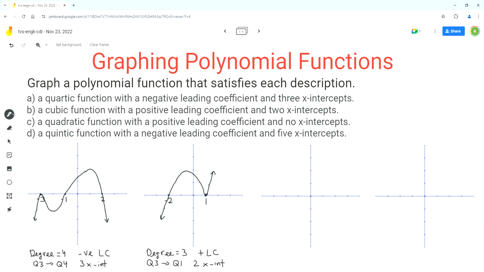Now we can answer part C. A quadratic function with a positive leading coefficient and no x-intercept. A quadratic function has a degree equal to 2. The leading coefficient is positive. That means the end behavior for this function should be from quadrant 2 to quadrant 1. This function has no x-intercept.